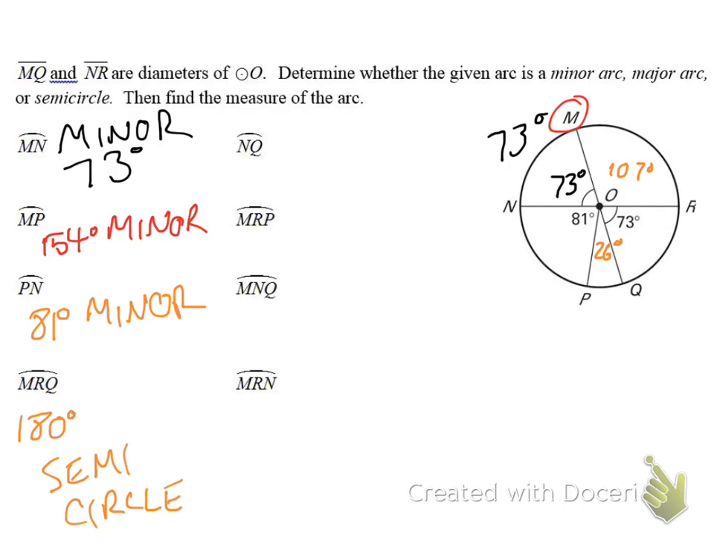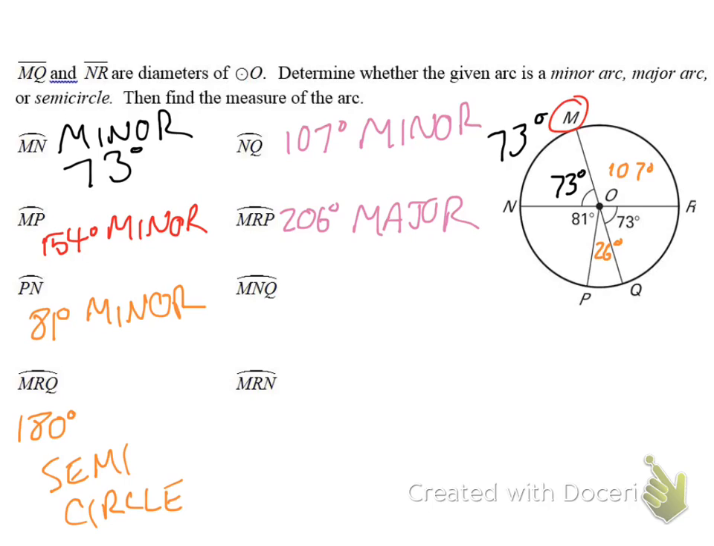And let me switch colors again one more time. But this is going to be 107, and that is less than 180, so that is minor. MRP, M to R to P, going all the way around, so I'm doing 107 plus 73 plus 26. So when I add those up, I get 206. So this is 206 degrees. That is bigger than 180, so this is a major arc.